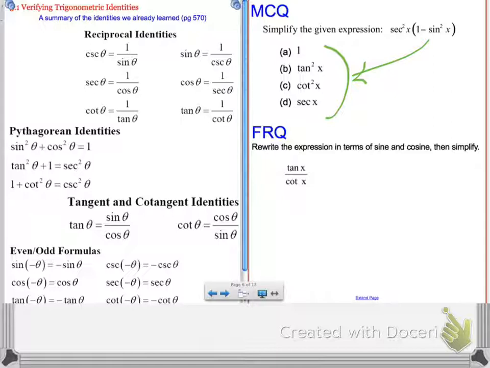options. In the free response question, your goal is to rewrite the expression in terms of sine and cosine and simplify. So rewrite it in sines and cosines, simplify it up, work with your fraction skills, and then tell me what your simplified result is in terms of sines and cosines.